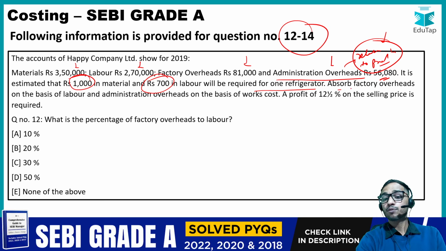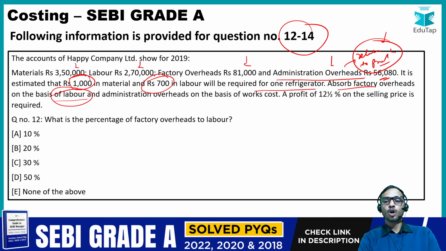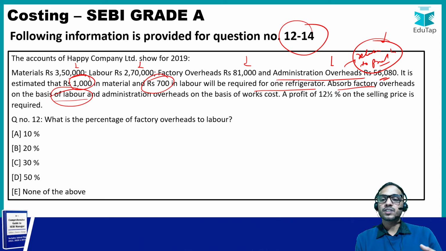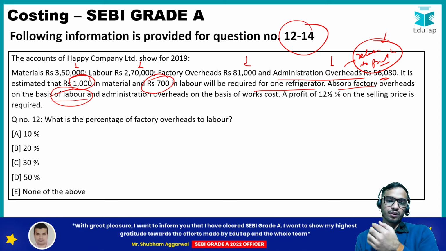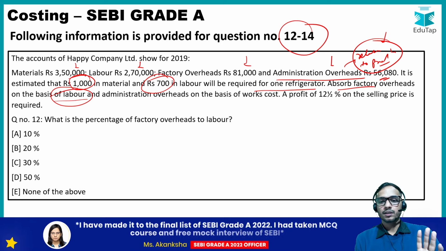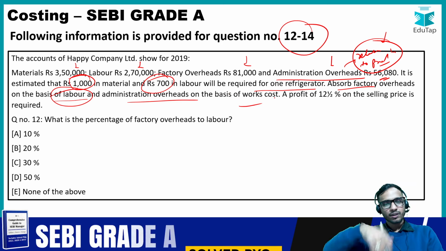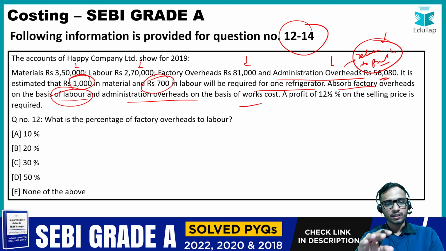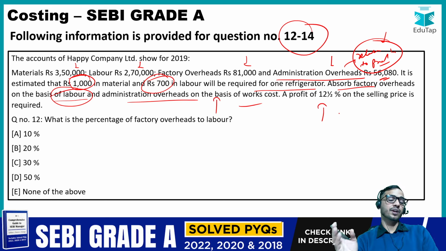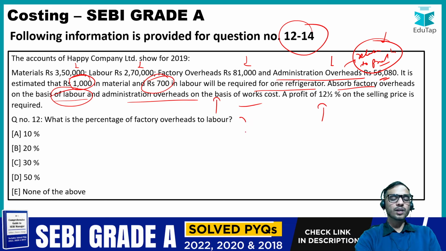Okay. You have to absorb the factory overhead on the basis of labor. Easy enough. On the basis of labor, you have to absorb the factory overhead. That means whatever is the percentage of factory overhead with regard to the labor, that will be applied for the per unit overhead, right? And administrative overhead will be absorbed on the basis of works cost. Okay, when we will prepare the cost sheet, you will understand what is written here. Okay, and a profit of 12.5% on the selling price is required. See, you don't need to see the question.